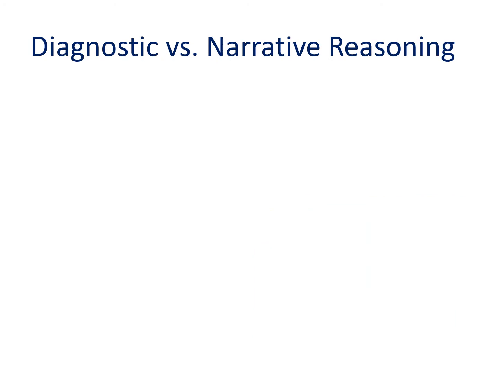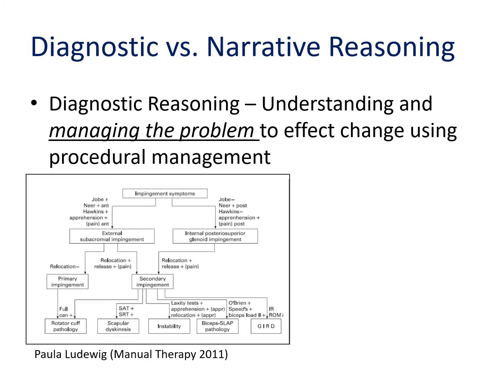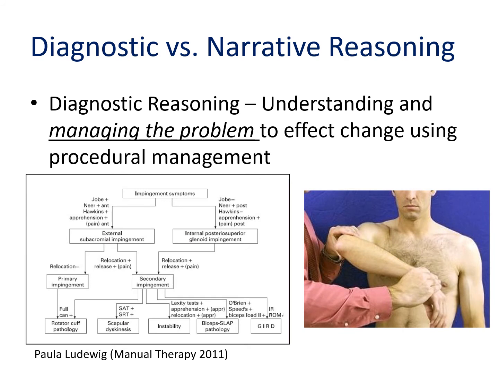When we go through critical reasoning, we utilize two forms of reasoning, diagnostic and narrative reasoning. Diagnostic reasoning, then, is understanding and managing the patient's problem to affect change by using procedural management. What we mean by procedural management is going through the process of objective thinking, utilizing tests and measures that are available to us, utilizing clinical knowledge gained through our educational experience and our clinical experience to formulate some type of a hypothesis and some type of a decision relative to the patient's problem.